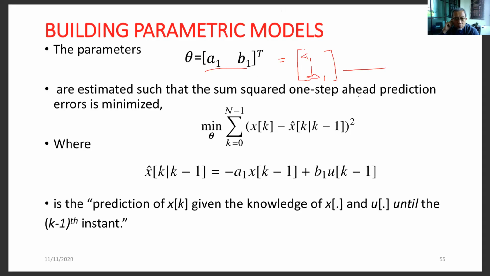And then the estimate of the sum of squared one step ahead prediction errors is minimized. So we minimize the difference between the actual value and the one step ahead value. We can write it as x hat k given k minus 1, equal to a1 x k minus 1 plus b1 u k minus 1, which is the prediction of x k given the knowledge of x and u until the sample at instant k minus 1.